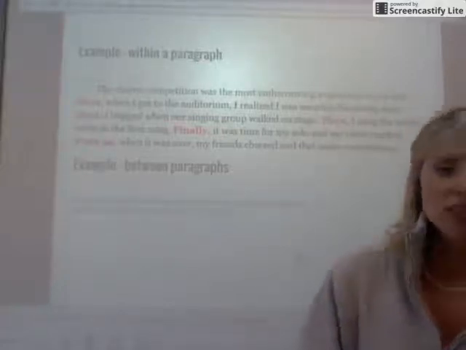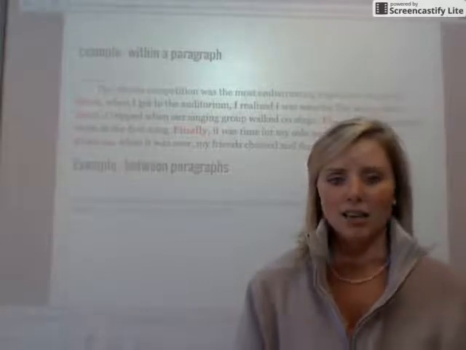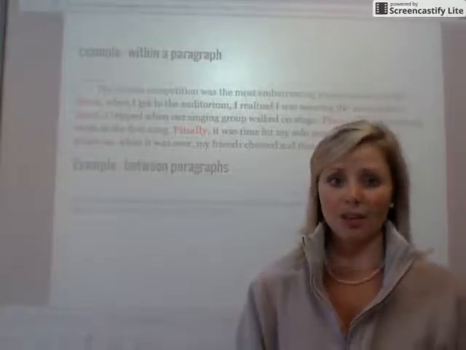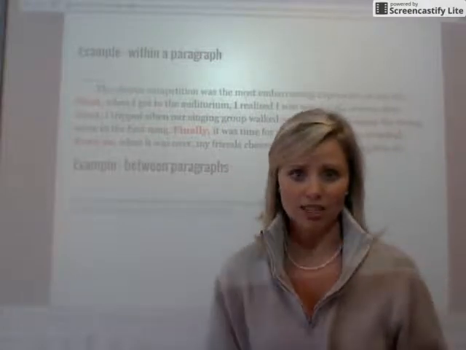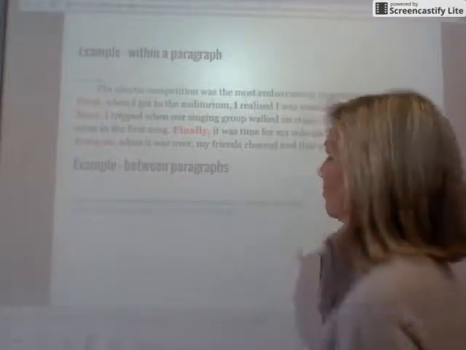So not only did this allow me to get my thoughts into an organized fashion onto paper and work through those events, it also allows my reader to really visualize the way that the things occurred over the course of that day.